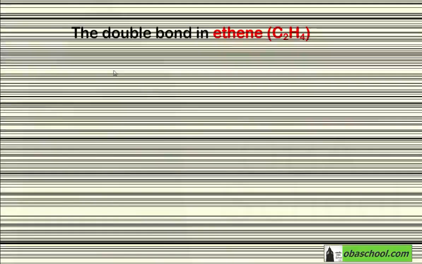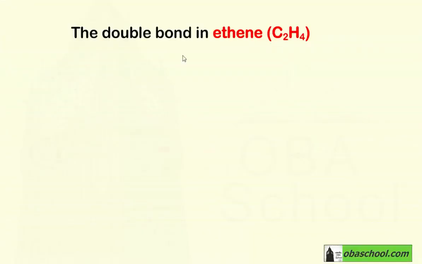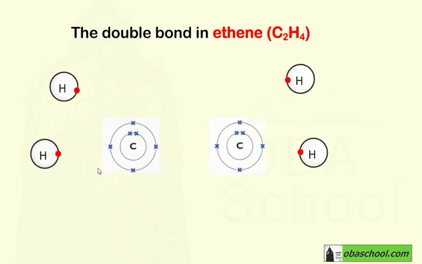Hello everyone. The double bond in ethene is C2H4, which has the molecular formula of C2H4. So we have 2 carbon atoms and 4 hydrogen atoms. Let's check the atoms together. So here's 4 atoms of hydrogen.